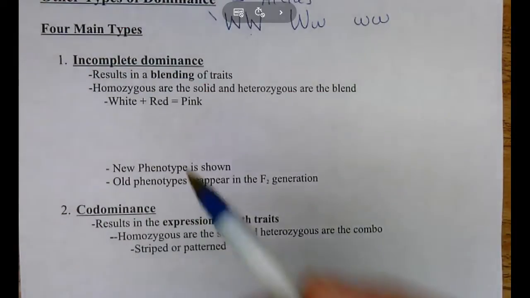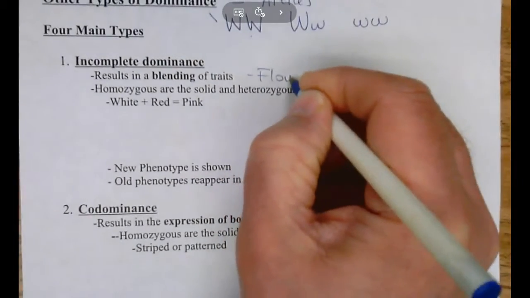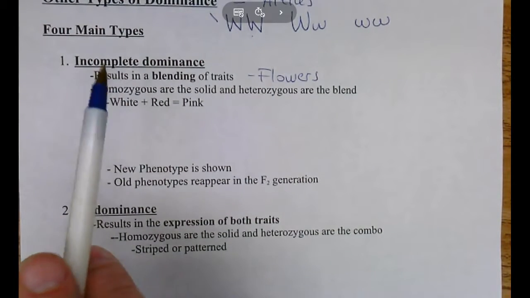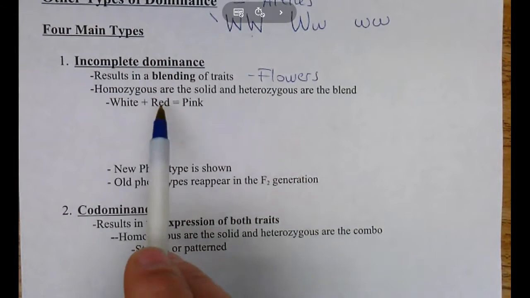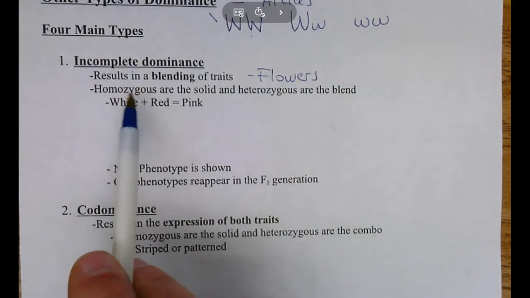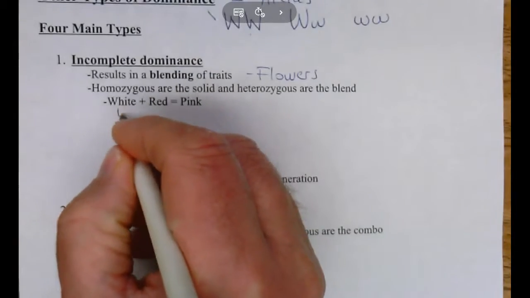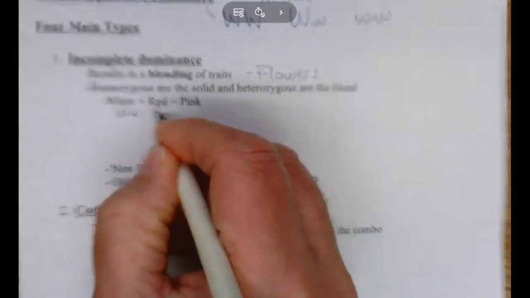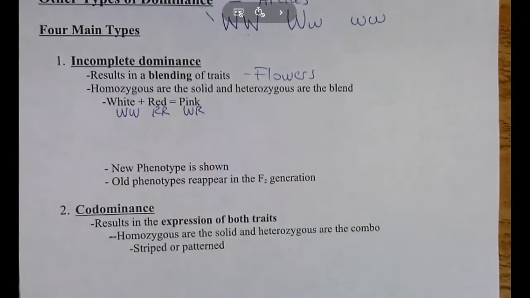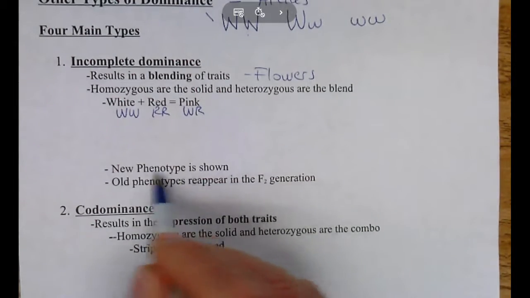A lot of times these can be flowers. This is a really common thing that we see. In this, we would have a white flower and a red flower, and they result in a pink flower. But the thing to remember is the white is homozygous dominant, the red is homozygous dominant, but the pink is heterozygous. Two dominant alleles, but it results in both traits being expressed as a blend. And here we have a new phenotype shown.